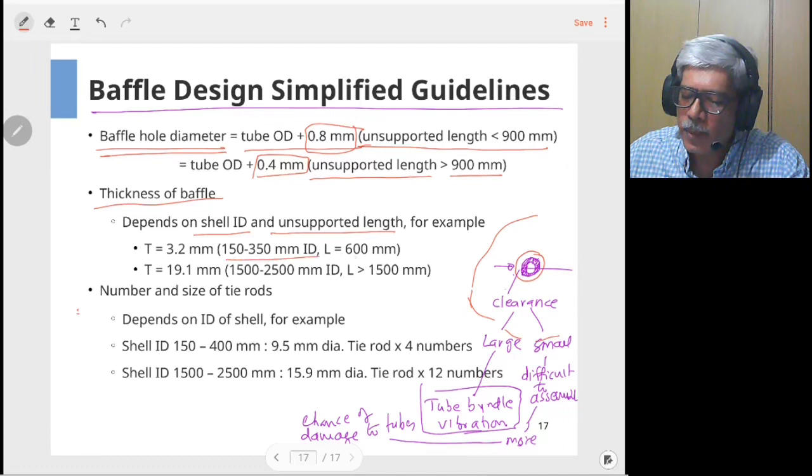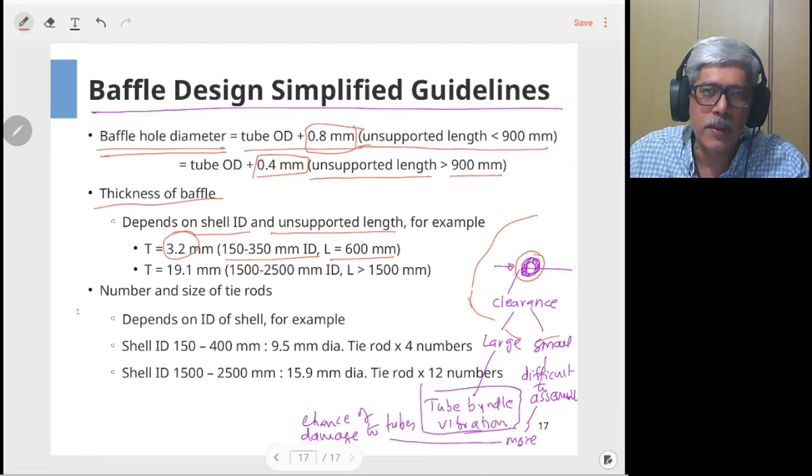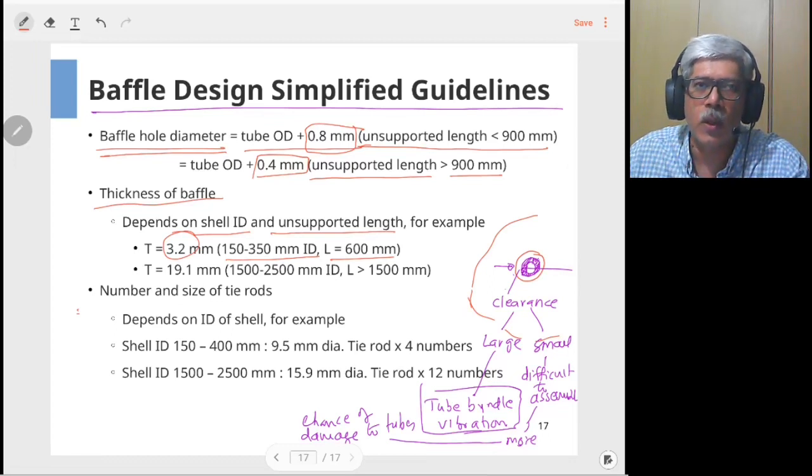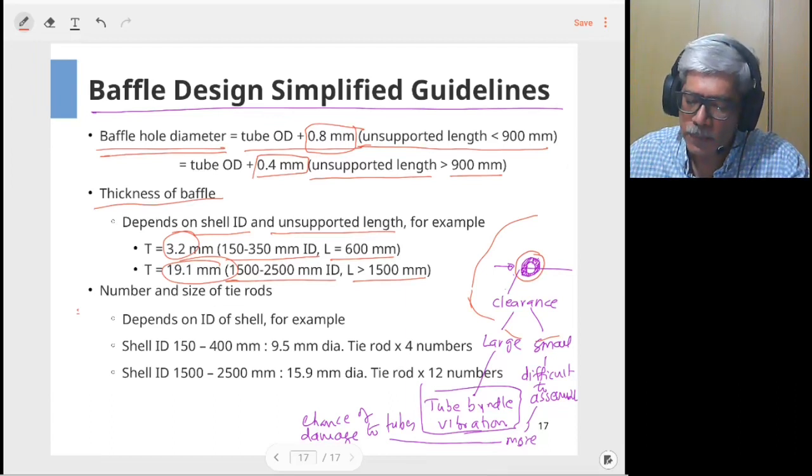So for small diameter and small unsupported length, the thickness is about 3.2 millimeter. This is the smallest or one of the smaller size baffles. Whereas for larger diameter and larger unsupported length, you have the baffle very thick, that is about 19.1 millimeter. So these numbers are converted from inches, that is why they are in decimal.